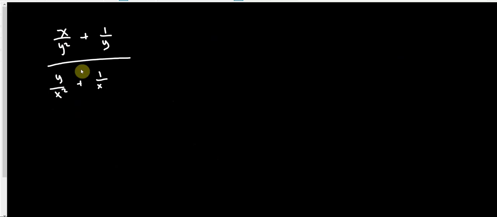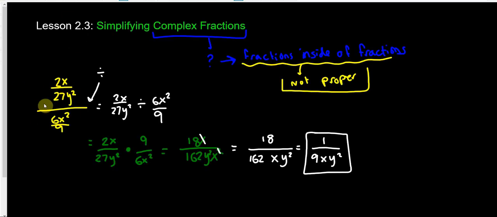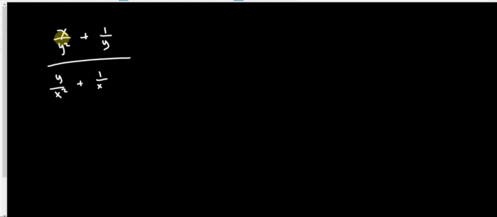Oh, well, wait a second. If I could add these fractions together on the top and bottom, wouldn't it be just like this one with a big fraction divided by a fraction? Where I could do the division trick? Well, let's work on that.